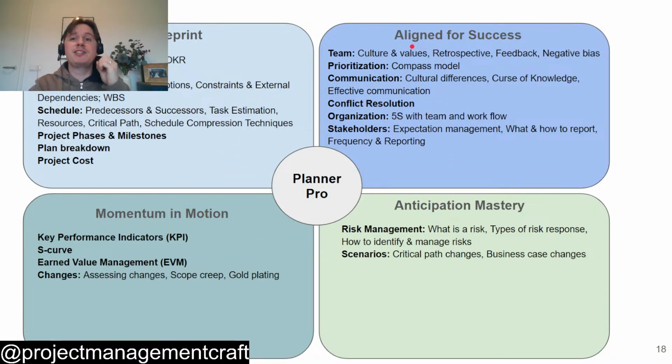Then you need to make sure that you are aligned for success, that you are working with your team with the right culture, right values, you have feedback, that you have a prioritization model. In this case, I have my own model that's called the Compass model. You need to understand communication differences, how you're going to communicate. Communication is always a challenging project. If you have a multicultural environment, an international environment where people speak several different languages, communication here will be key. You need to understand how to handle conflict. And again, organization, how you and your team will get organized to achieve the project goal. And of course, how to manage stakeholder expectations, what and how to report, frequency of reporting, and so on.